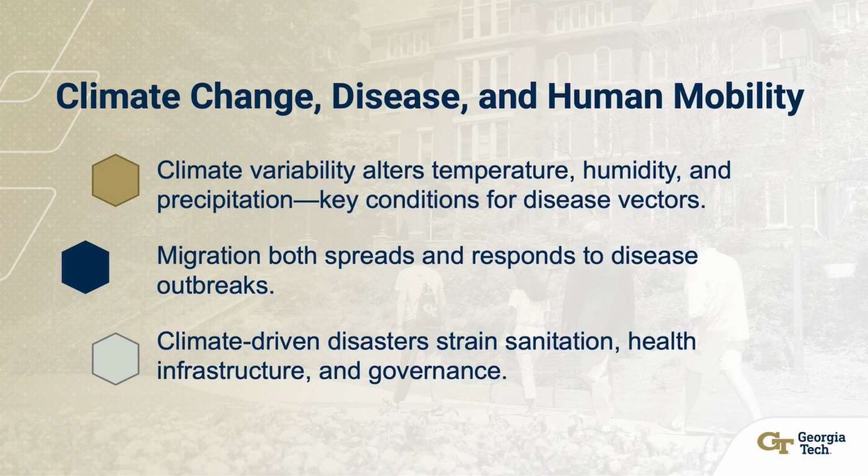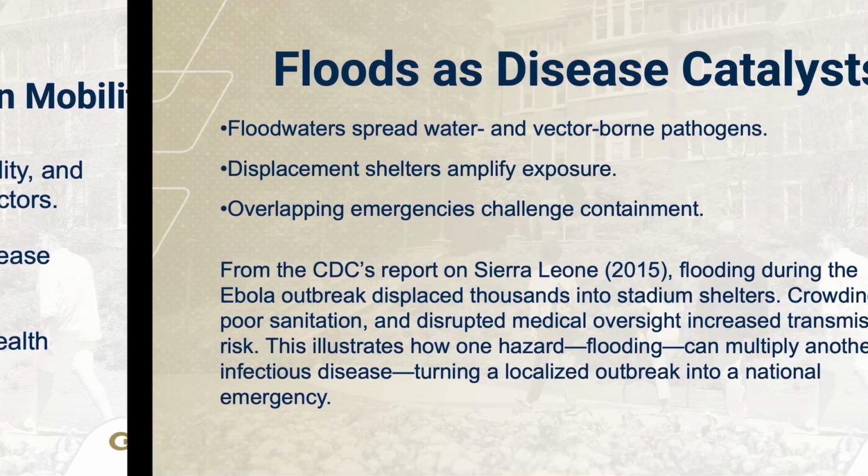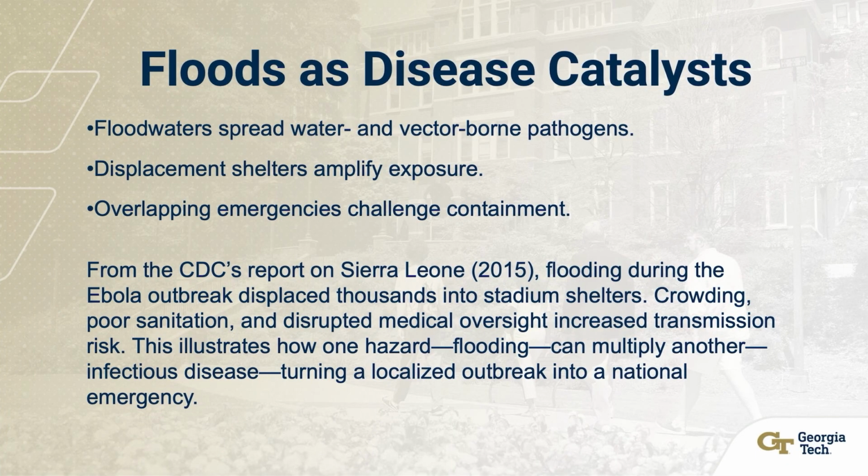Climate variability alters temperatures, humidity, and precipitation. And ultimately, this translates down into all of the conditions that factor into communicable diseases specifically, but also other types of disease as well, and treatment for those diseases. Migration both spreads and responds to disease outbreaks, and we'll see a couple of key examples of that later on in the lecture. And then lastly, climate-driven disasters ultimately strain sanitation, health infrastructure, and governance. We'll be looking into all these things as we proceed along.